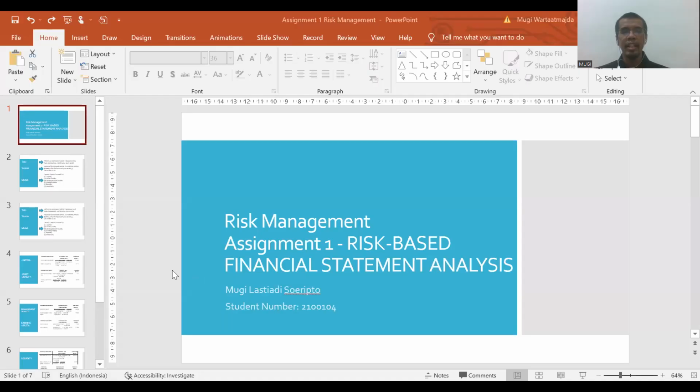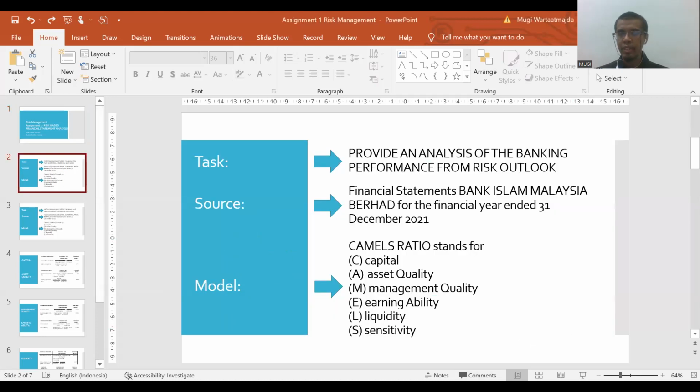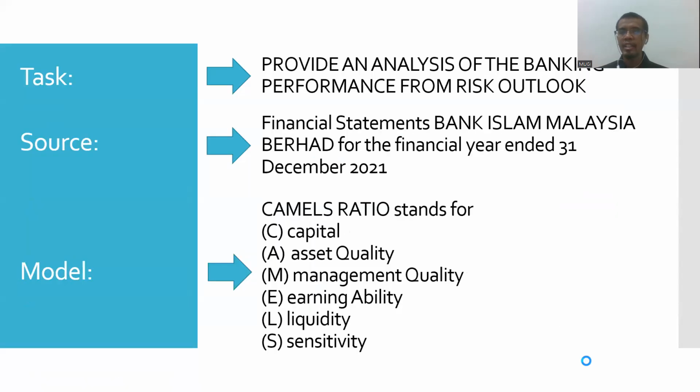Okay, let's continue. Please allow me to share my answer regarding assignment 1. This is my answer regarding assignment 1. The task is we need to provide an analysis of the banking performance from risk outlook.